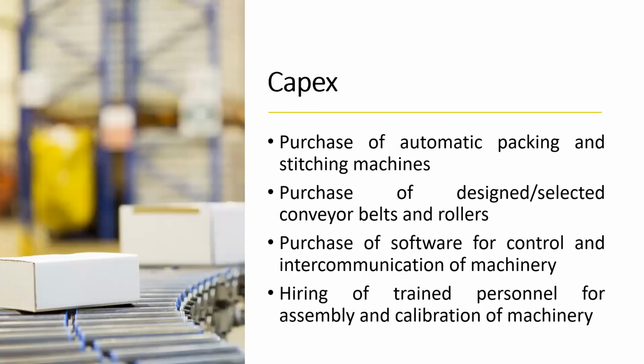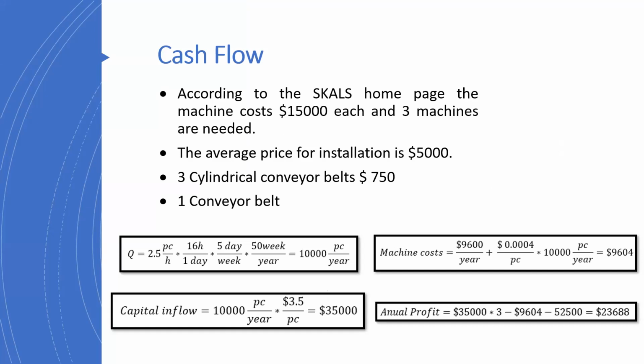In the case of the CapEx, which are the funds used by the company to acquire, upgrade, and maintain the physical assets, we got the purchase of automatic packing and stitching machines, the purchase of design-selected conveyor belts and rollers, the purchase of software for control and intercommunication for machinery, and hiring of trained personnel for assembly and calibration of the machinery. Next. In concern for the cash flow, we made some considerations.